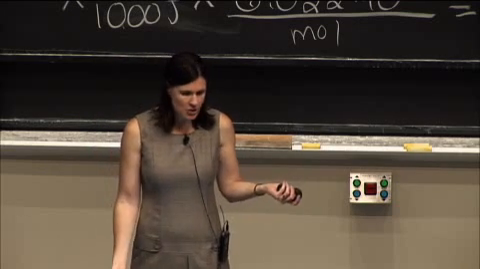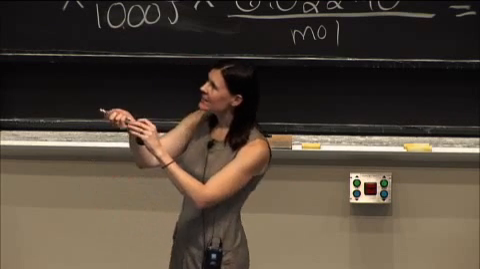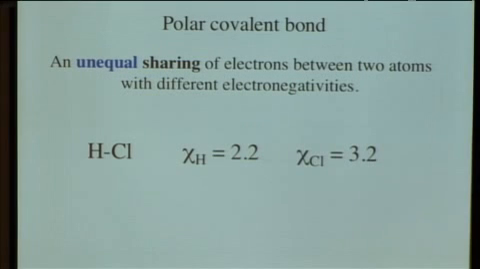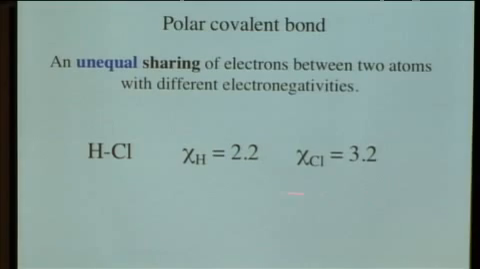So for example, hydrogen chloride, HCl. The electronegativity for hydrogen is 2.2. For chlorine, it's 3.2. And in general, what we say is we consider a difference, as a first approximation, if the difference in electronegativity is more than 0.5. So this is on the Pauling electronegativity scale.